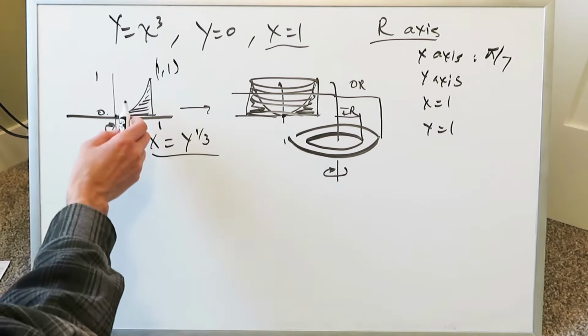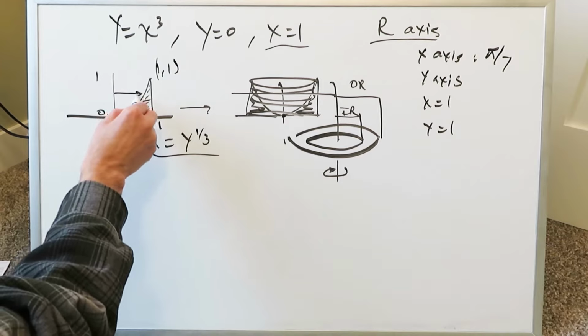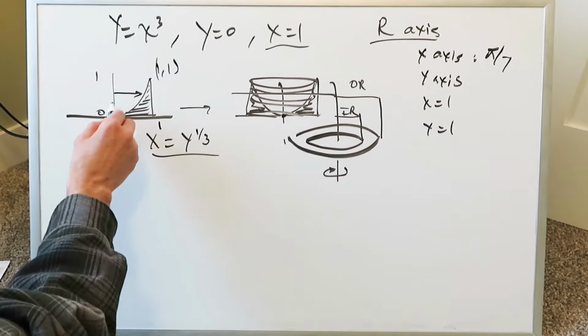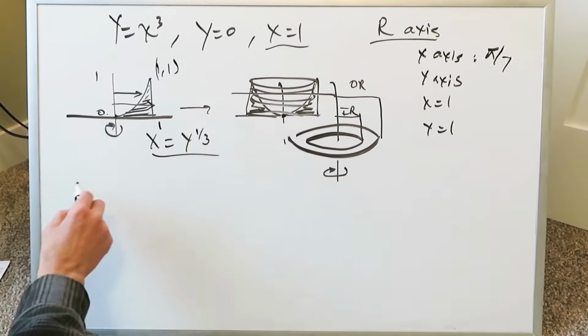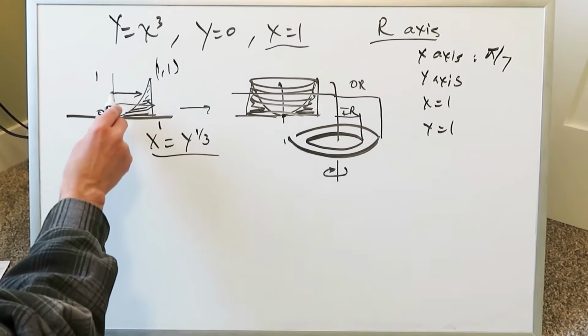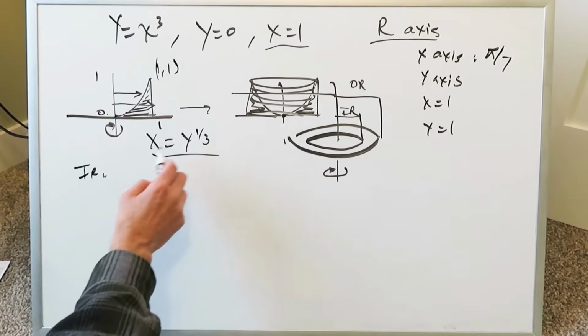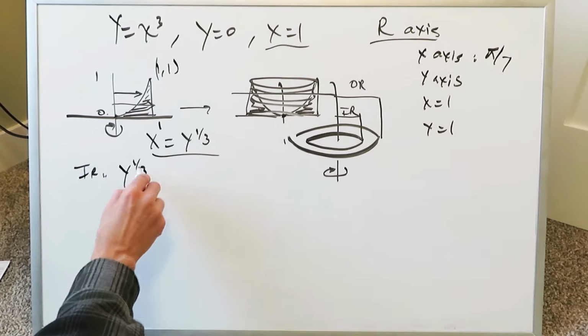Now the inner radius will be from your y-axis to the first curve, which is right here, and then your outer radius is from that to the next curve, which is your x equals 1. So the inner radius here is from your y-axis to this y to the 1 over 3, which is just y to the 1 over 3.